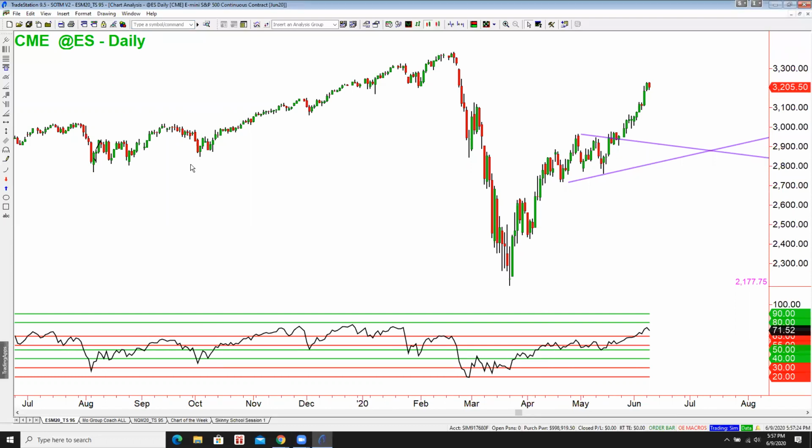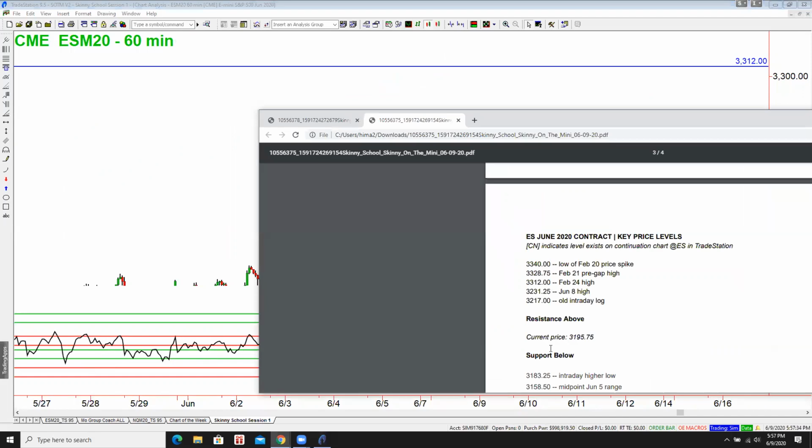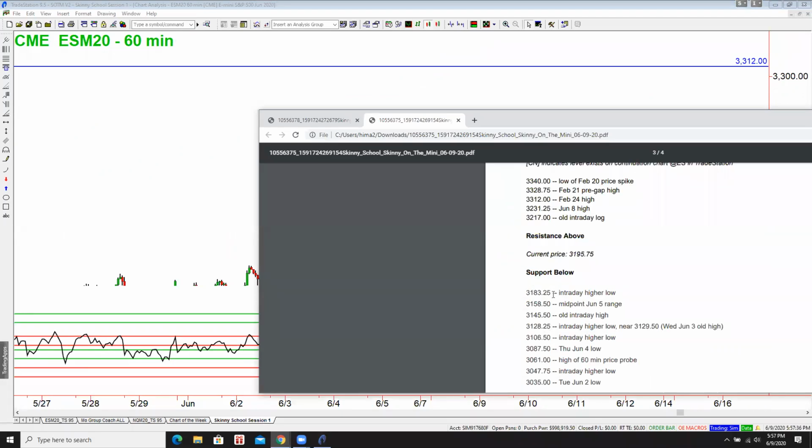All right, great. All right, so we did draw 3 resistance levels. Let's go back and draw 3 support levels. So let's take our example here. So we have 3183.25, intraday high or low, midpoint, old intraday high.